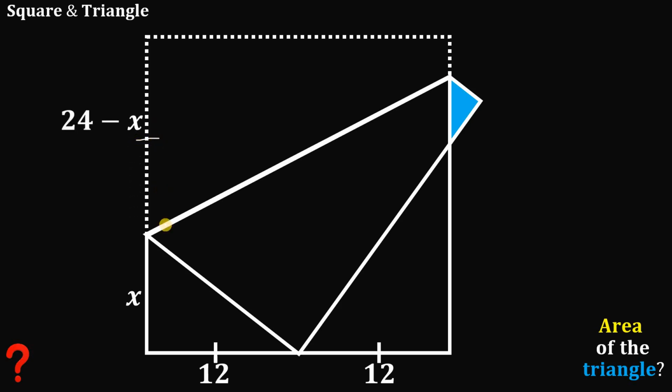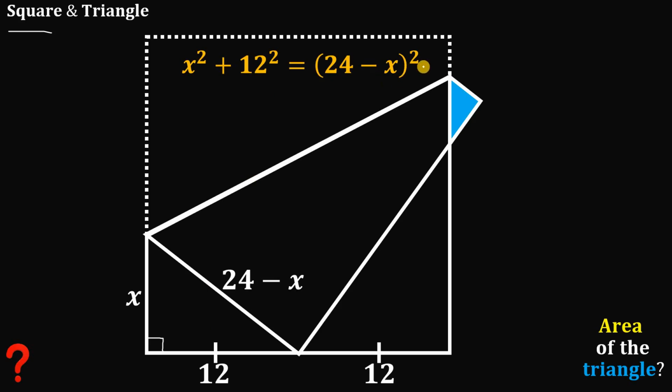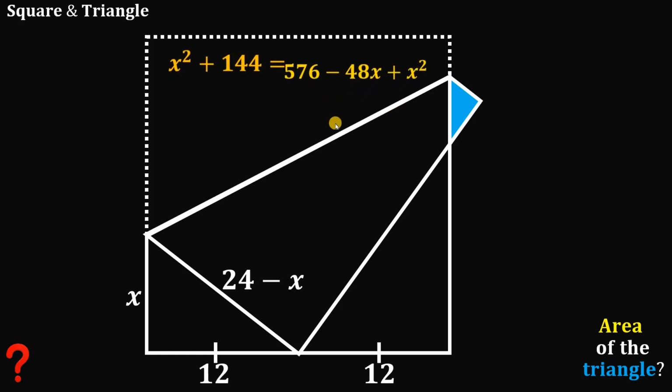Now, since we folded this square, these two segments must be equal. So this piece must also be equal to 24 minus x. And let's focus on this right triangle. This is a right triangle because this is a square. Now, using the Pythagorean theorem, we have x squared plus 12 squared equals (24 minus x) raised to the power of 2. Simplifying this, 12 squared will give us 144. (24 minus x) squared will give us 576 minus 48x plus x squared. So, let's replace the right-hand side with its equivalent.